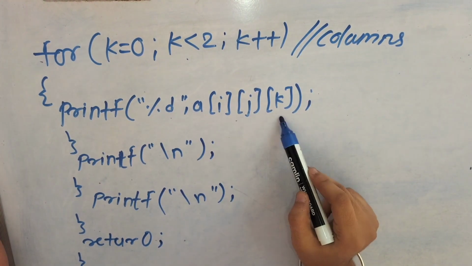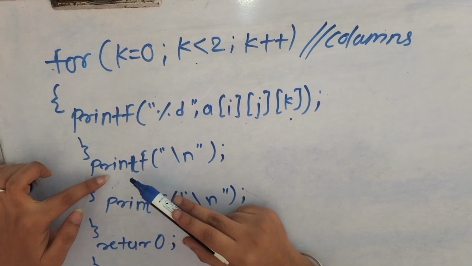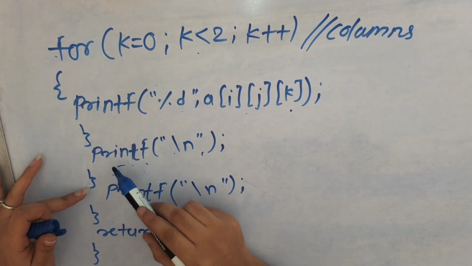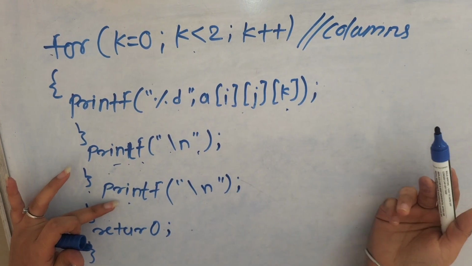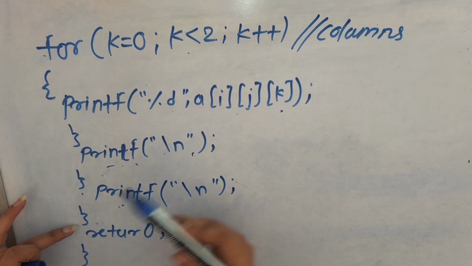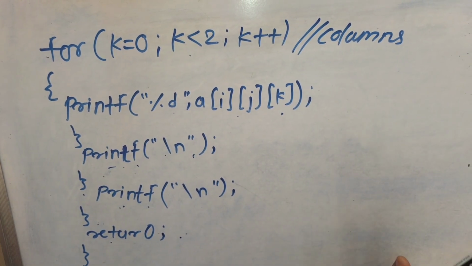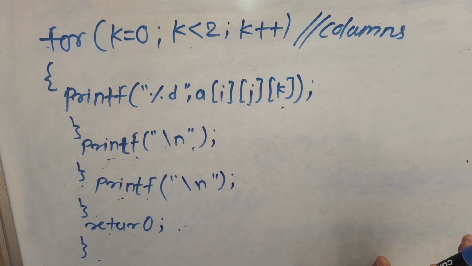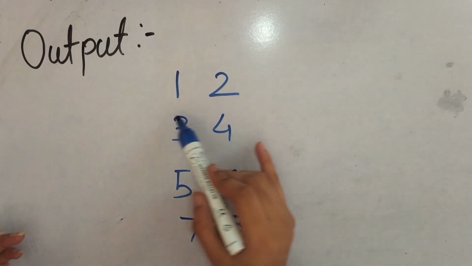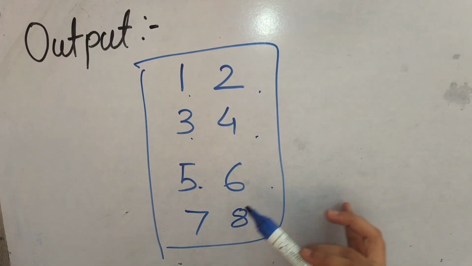If we declare this, again curly bracket closed. Again we write printf backslash n for the next line. Again curly bracket closed, again we write printf backslash n for the next line, again curly bracket closed, return 0, curly bracket closed. And this is our simple program for a 3D array. So this is the output of our program. Our output is 1 2 3 4 5 6 7 8.